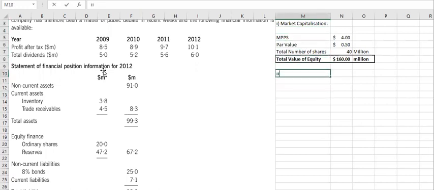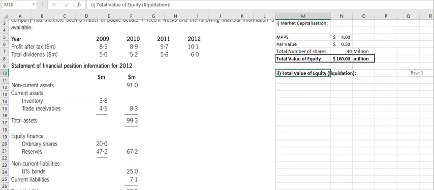Now let's move towards the next one. The next one was to find out the total value of equity on liquidation basis. That is, if the company is liquidated today, what will be the value of the equity? Or we can say it's the realizable value method. So we are calculating the value of the company based on the realizable value of its assets.